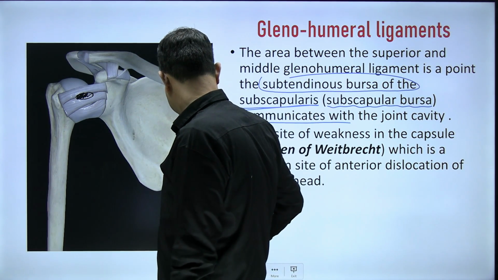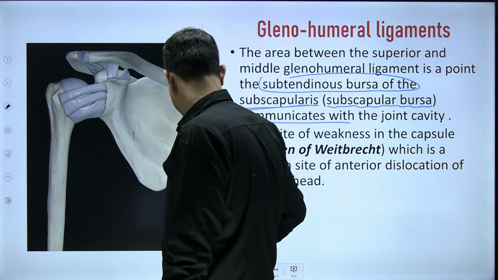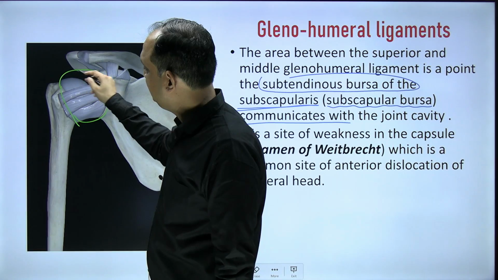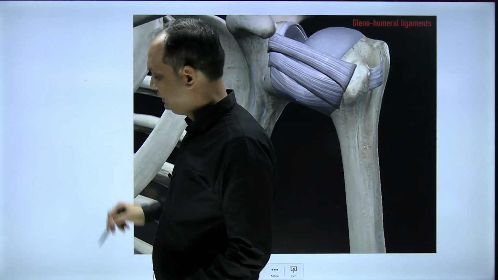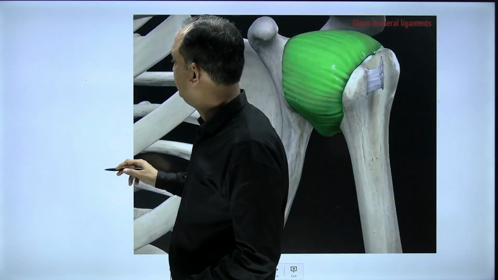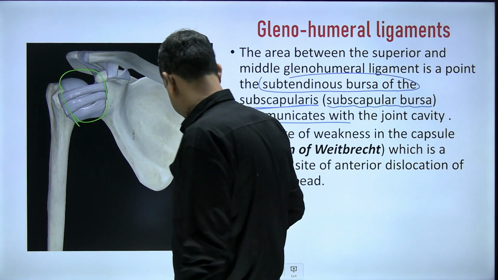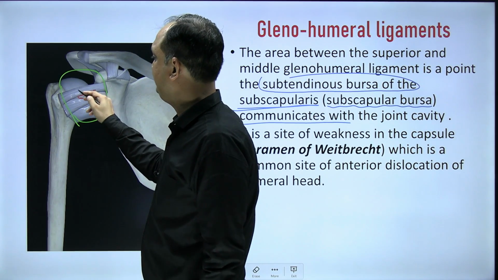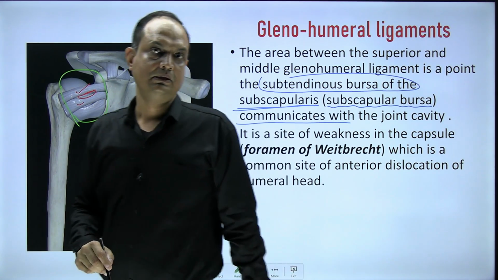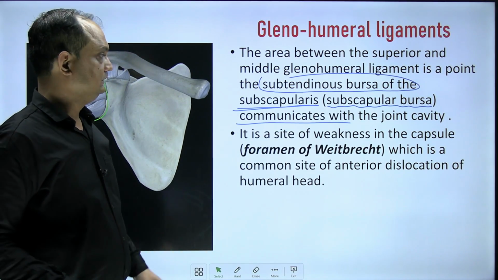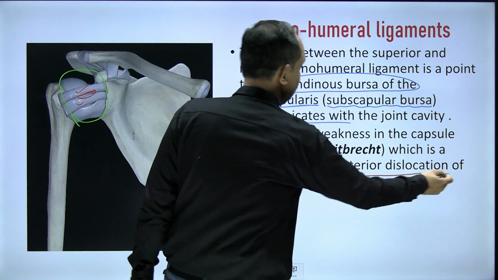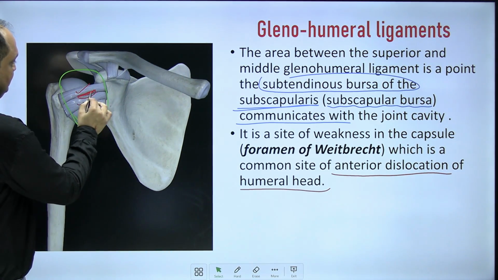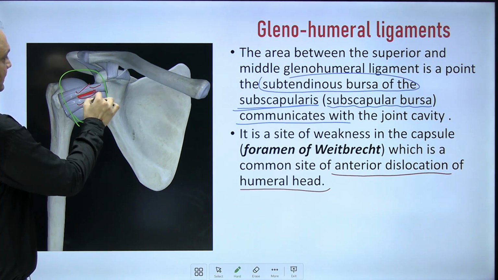Now this subscapular bursa sometimes communicates with the joint cavity. Where is the joint cavity? This will be your joint cavity. You know that this cavity is lined by the synovial membrane. So this joint cavity communicates with the bursa, and for that communication, there is a gap. Now this is the gap. This gap is present between the superior and middle band. So this is the site of weakness in the capsule, which is a common site for anterior dislocation. Now what is the site of the weakness? This weakness is between the superior band and the middle band.